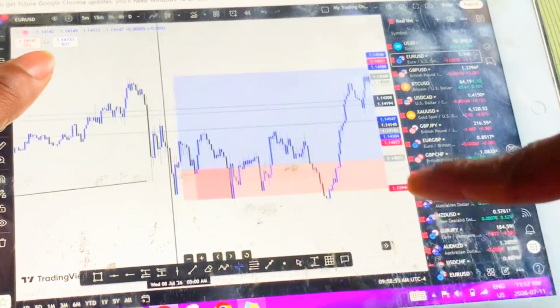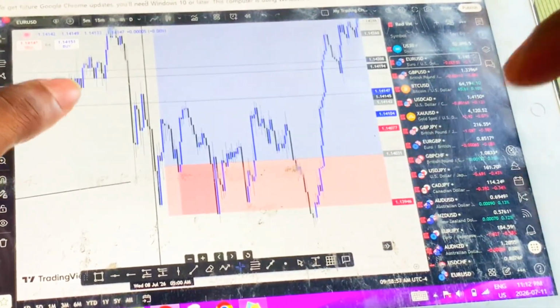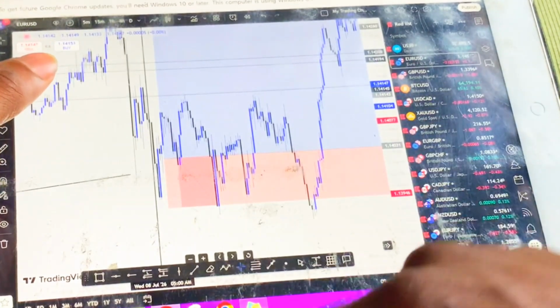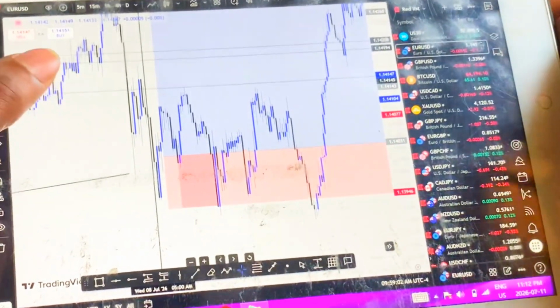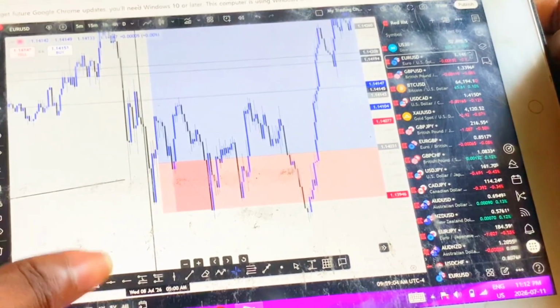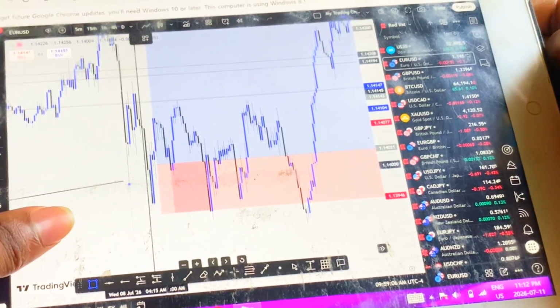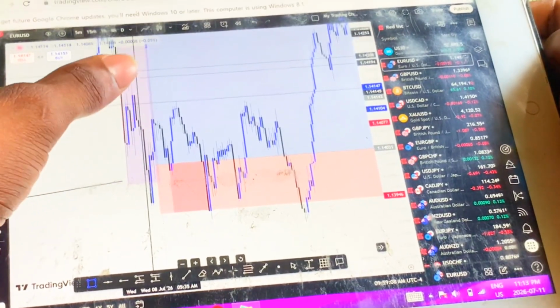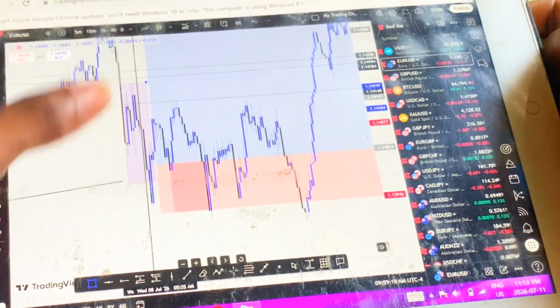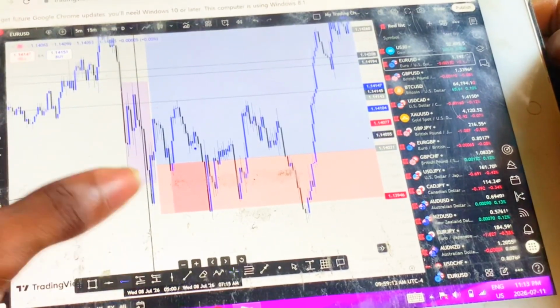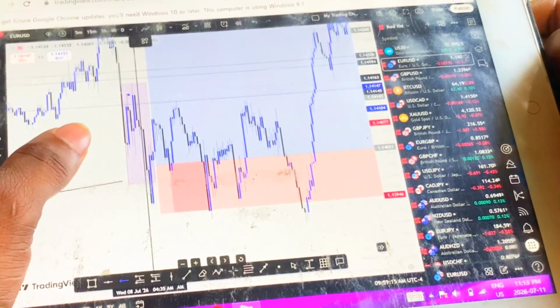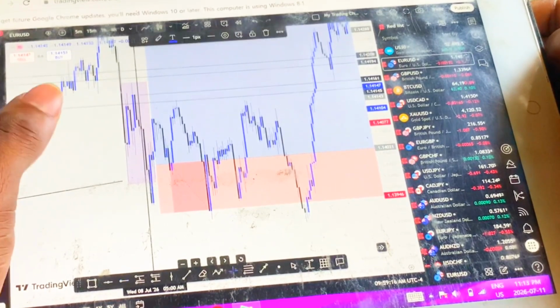So on the 5-minute time frame, the mistake that I made right here, I'm going to show you guys that. Now on the 15-minute time frame, you can see that we have a valid structure right here. So I'm going to mark the structure out. This is the structure. What I should have waited for is the price to first break this high before I was thinking of looking for any trade.